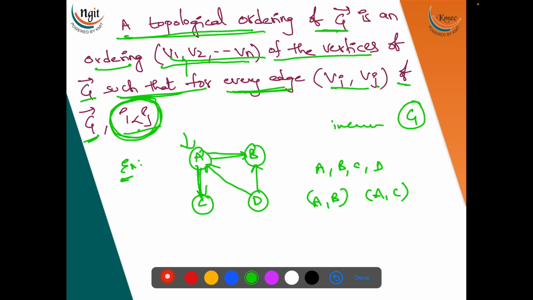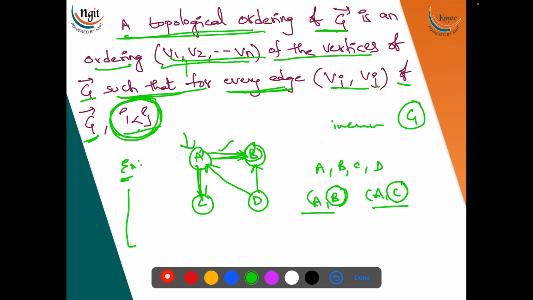As far as topological ordering is concerned, we have to first of all visit A to B because there are two edges, which are A to B, A to C. So B is lesser than the C in topological ordering, alphabetical ordering. Now B is smaller, right, than C. Now the edge A to B will be visited first.